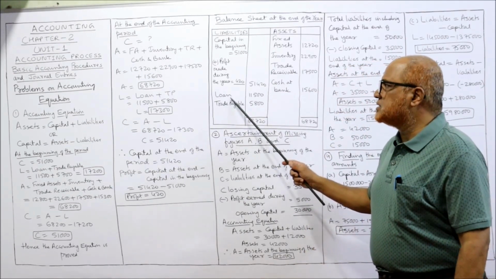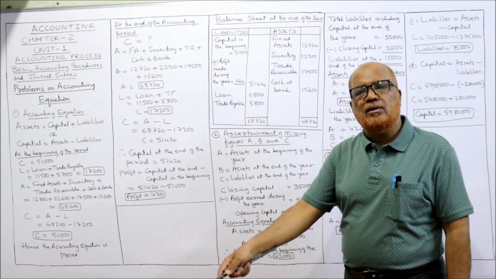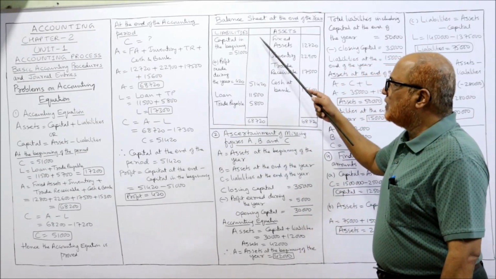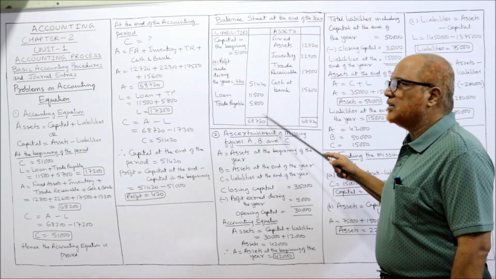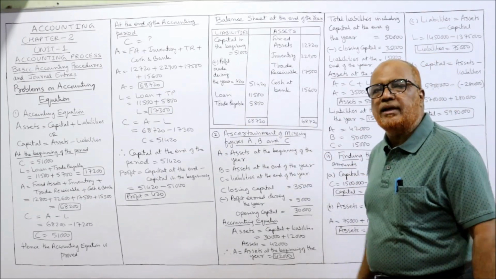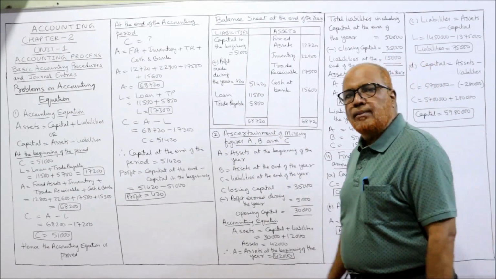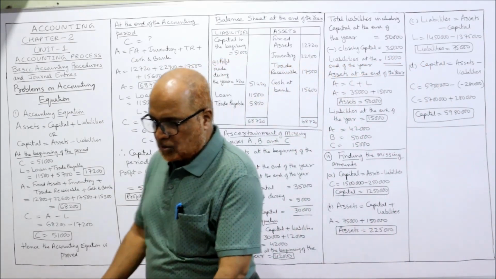Now, end of the year, how much is the loan and how much is trade payable is given in the problem. Now, find out the total of assets and liability. The total of liabilities is 68,720 and the total of assets is 68,720. Balance sheet tallied. That's it. This is the first question on the accounting equation.